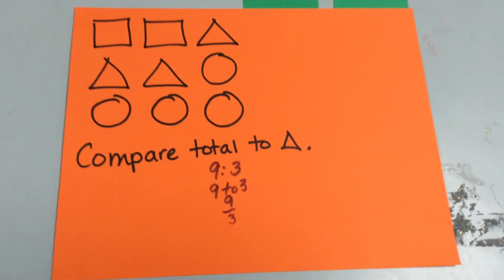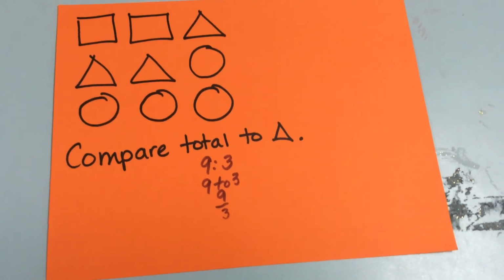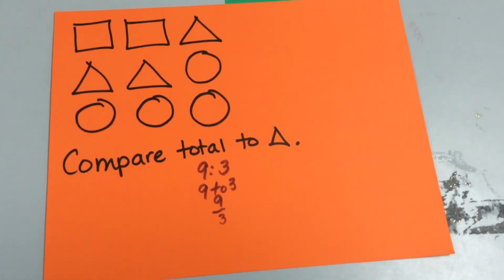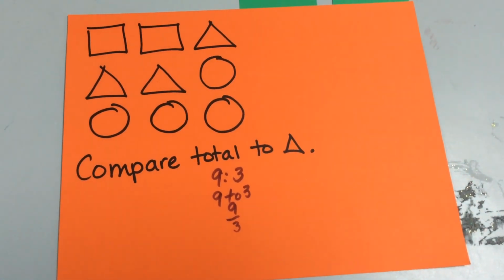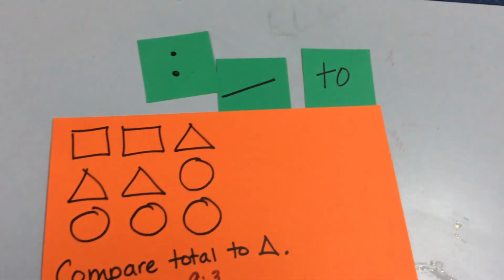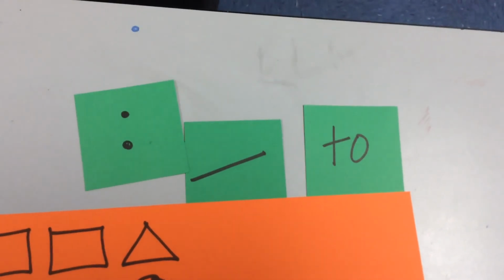So remember, a ratio compares objects. Always write your ratio based on what came first in the comparison given. Three different ways are using the colon, a fraction, and the word to.